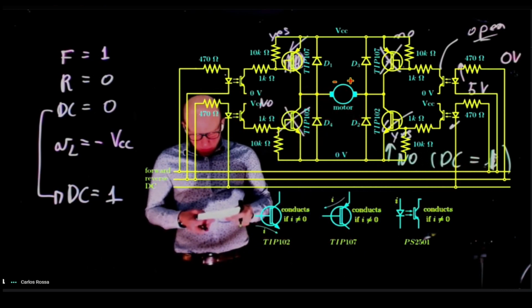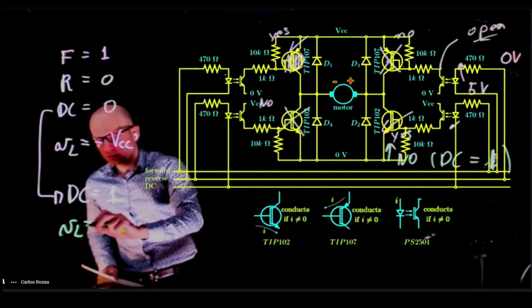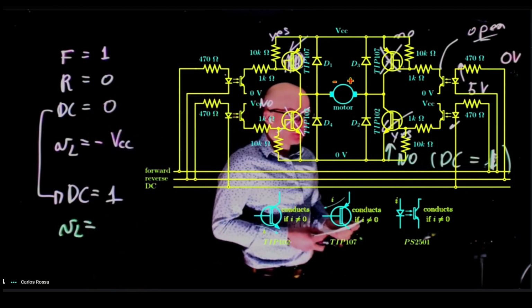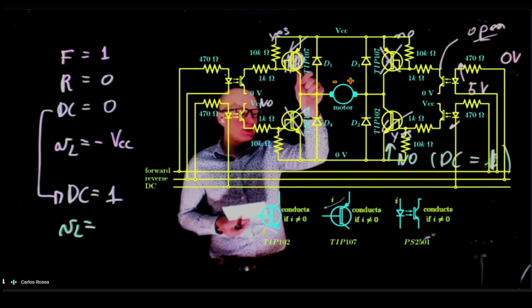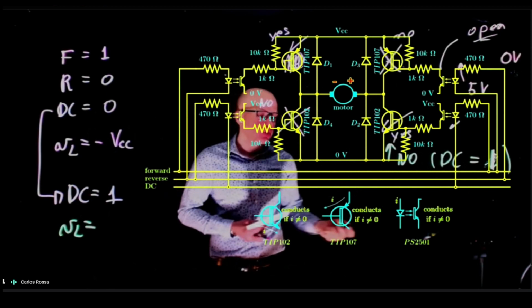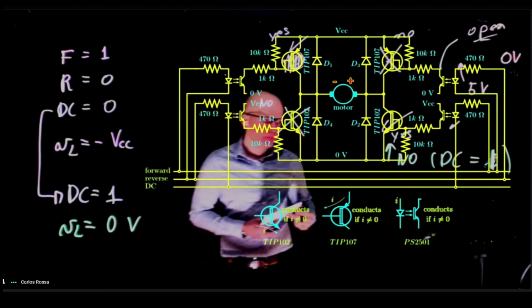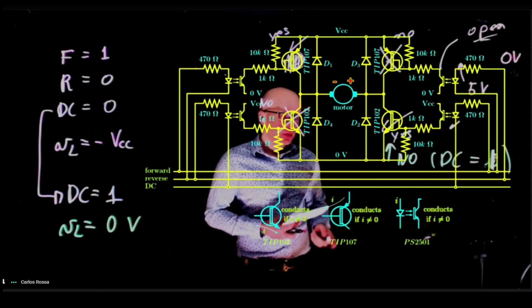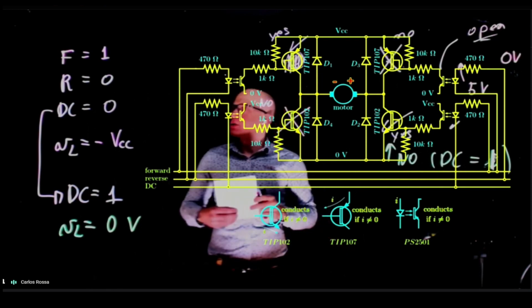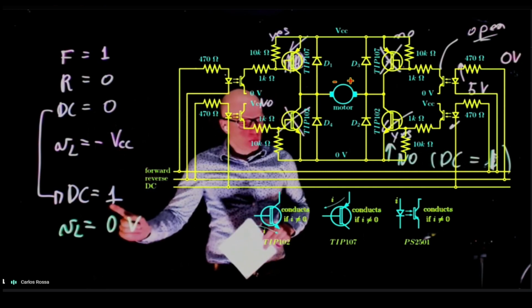If it does not conduct, what is the voltage across the load? The only one conducting is this one. It has no path. Well, what is the current through the load? The current is 0. We can say that the voltage across the load is 0 volts. Okay, so DC 0, negative VCC, DC 1, 0.